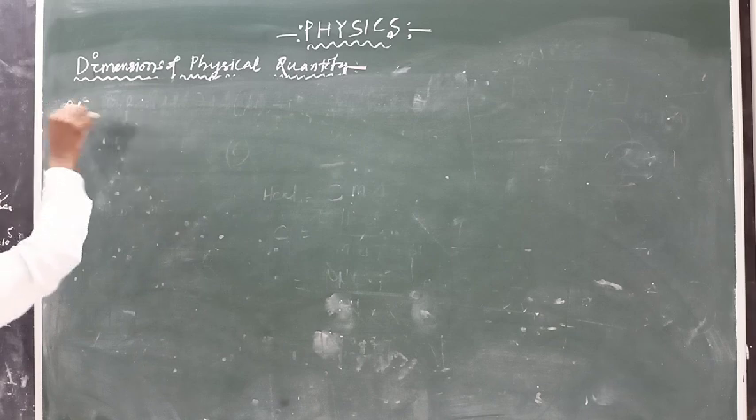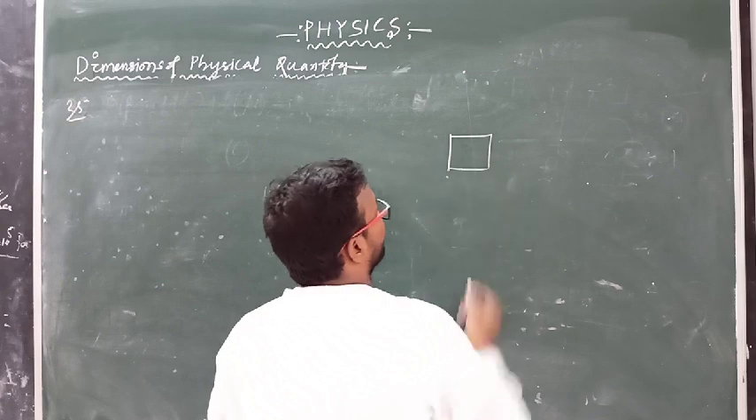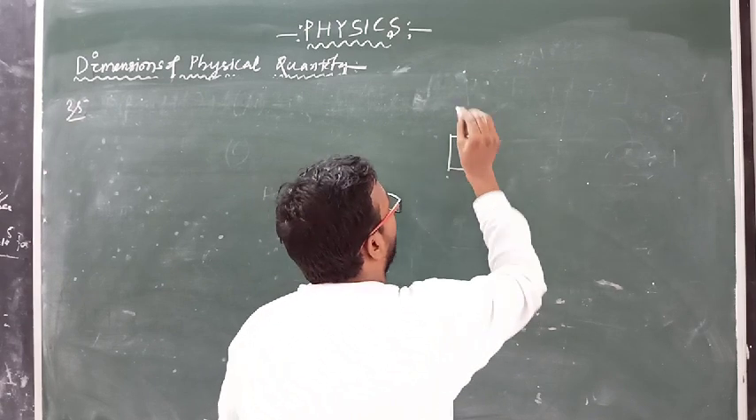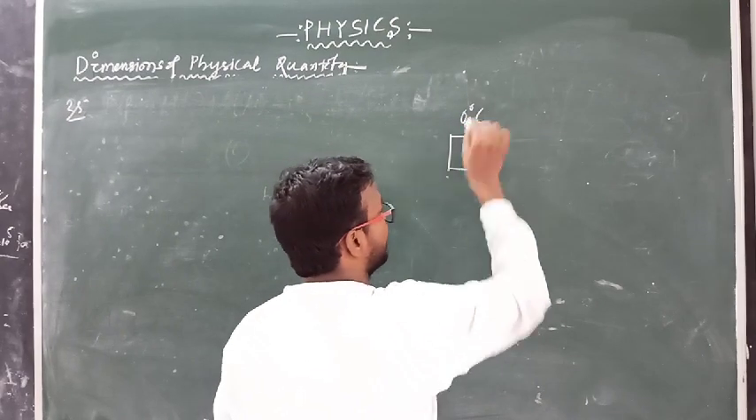Then dimension number 35. Suppose there is ice which is equal to 1 gram of ice, and its temperature is suppose 0 degree Celsius.